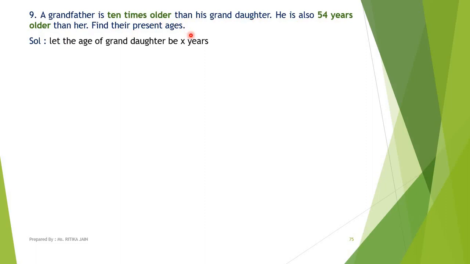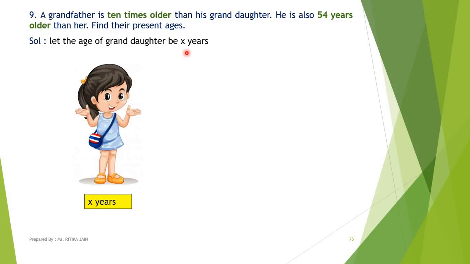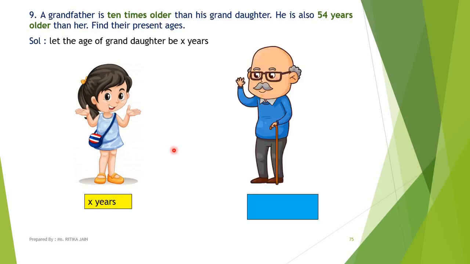So the first step we will start with: let the age of the granddaughter be x years. Okay. Now we have the grandfather, who is 10 times older than the granddaughter. So he is 10 times older. It means the present age of the granddaughter is x years and the present age of the grandfather is 10x. Now, again a relation is given to us, that is, he is also 54 years older than her.